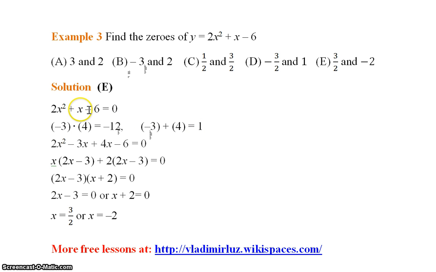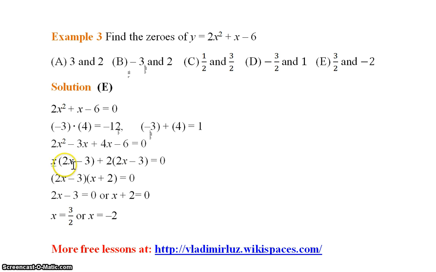Now, instead of x, we substitute minus 3x plus 4x and factor the left side by grouping. From the first two terms, 2x squared and 3x, we factor out x. In brackets we get 2x minus 3. 2x squared divided by x is 2x. 3x divided by x is 3. From the last two terms we factor out 2. In brackets again we get 2x minus 3.